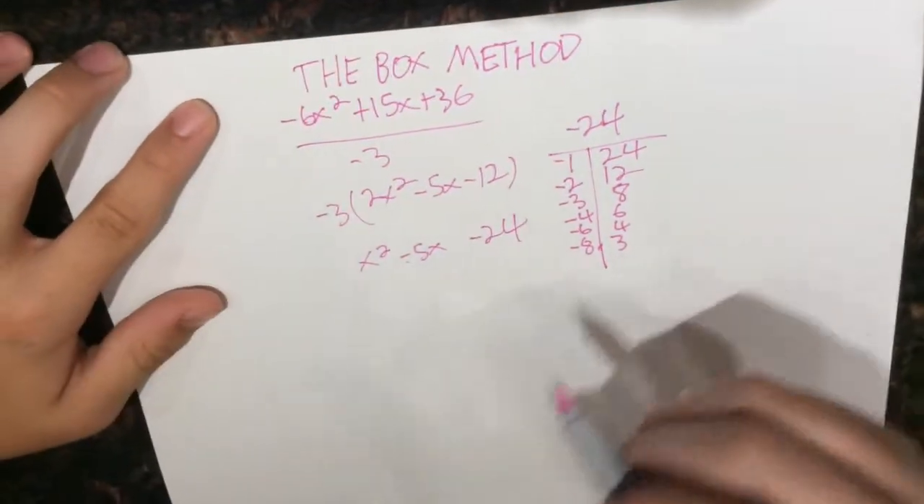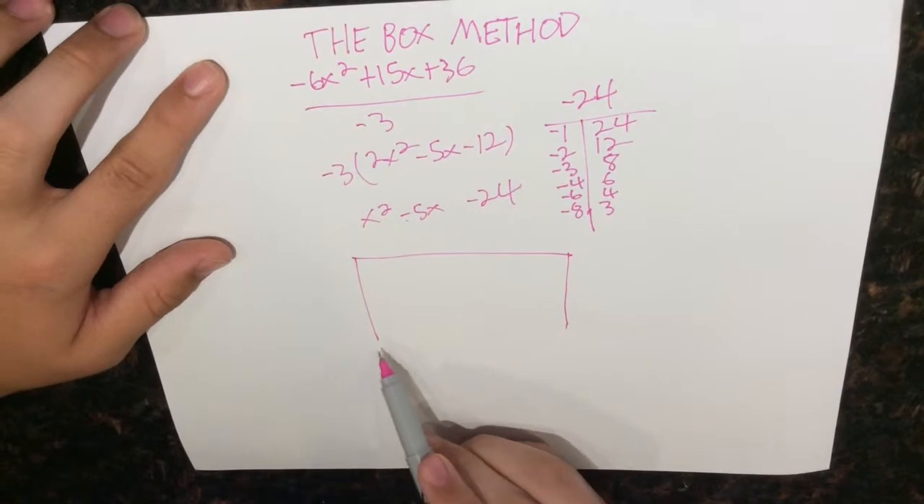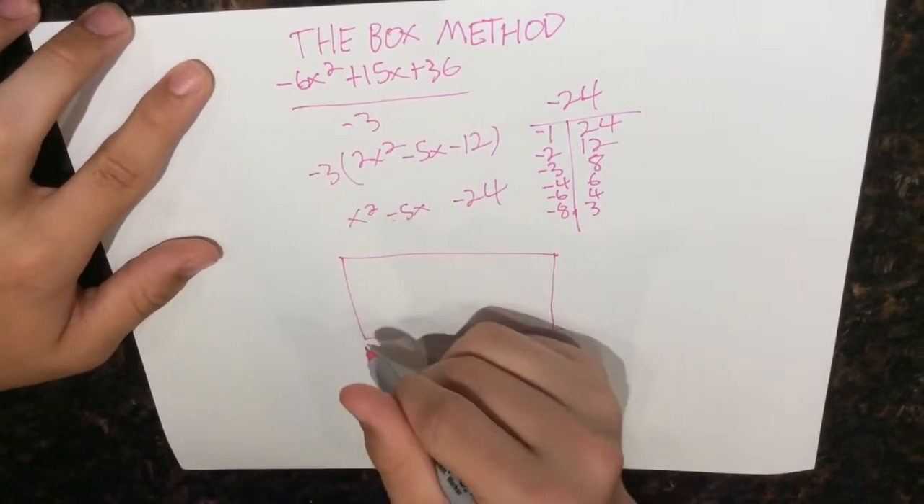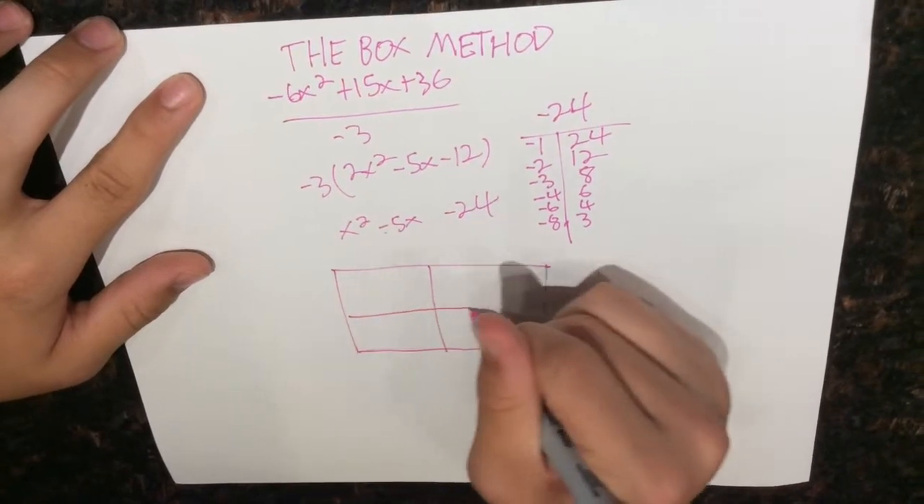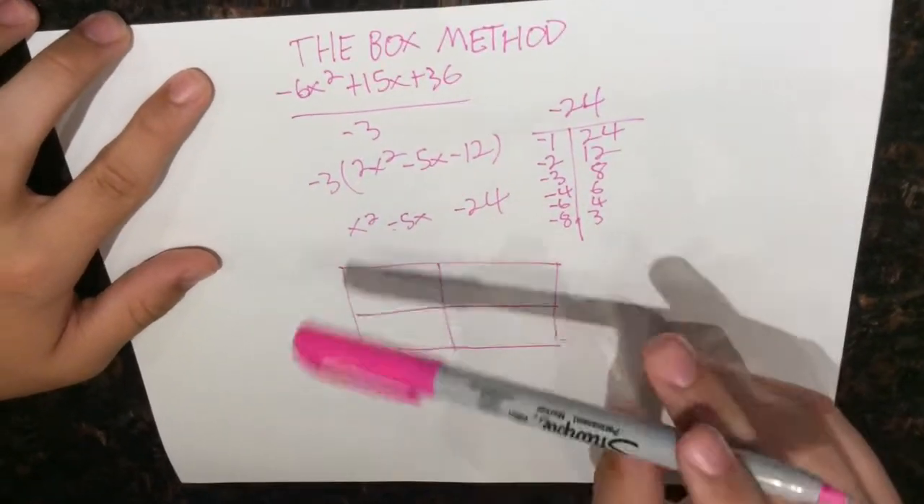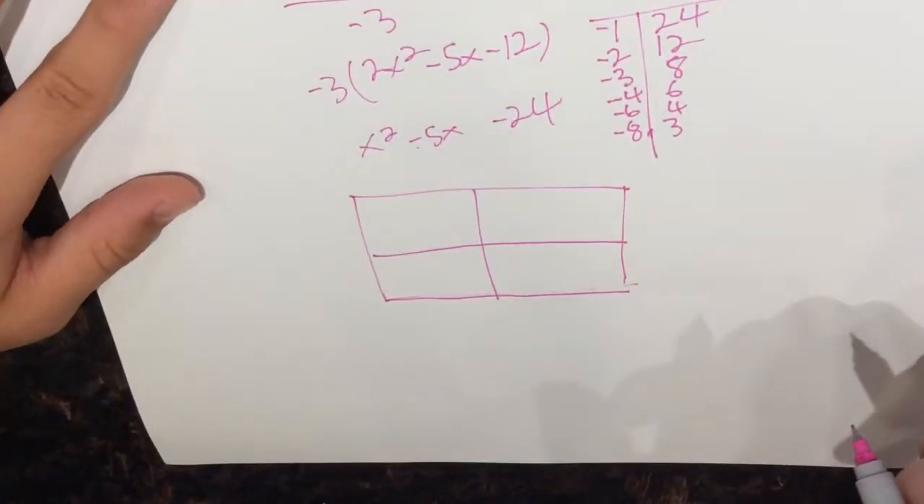So, what we're going to do now is draw a nice box. This is not your classic Amazon box, or one that you'd receive a package from Amazon in. This is a mathematical box of the most algebraic proportions.